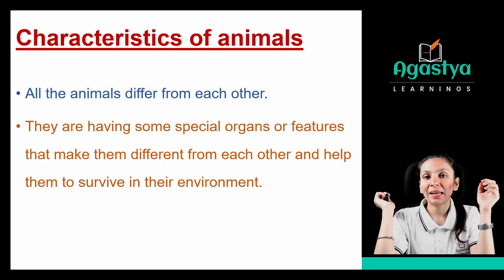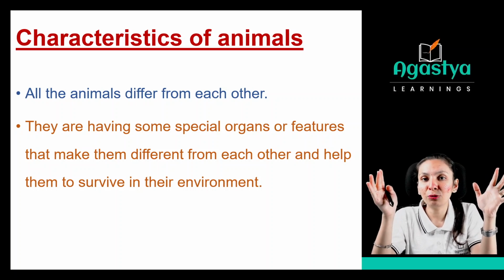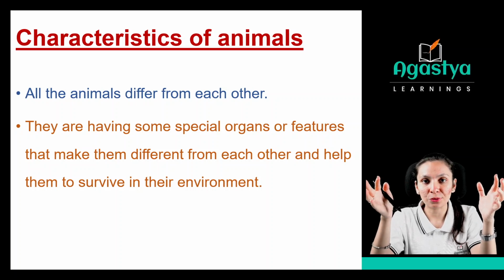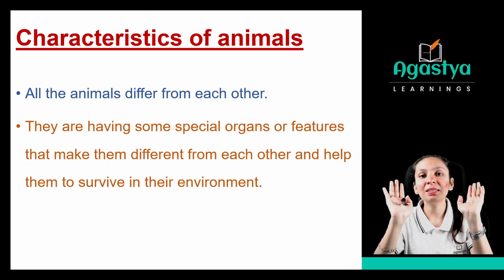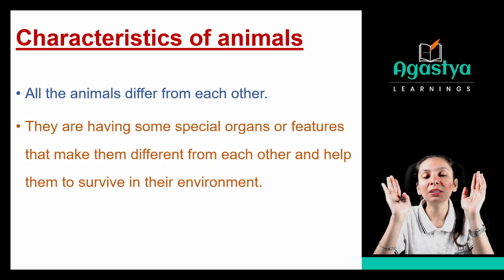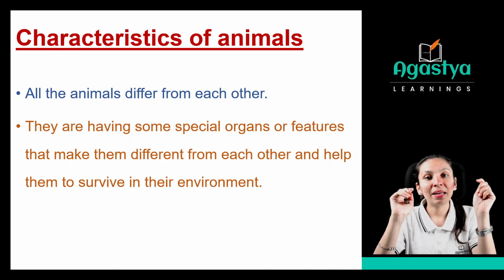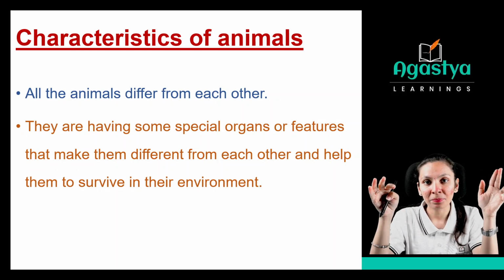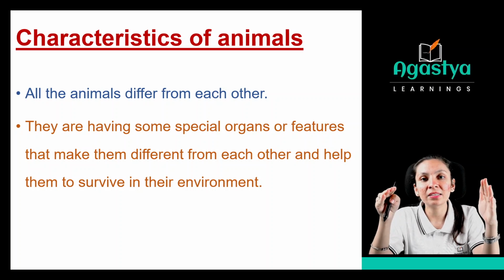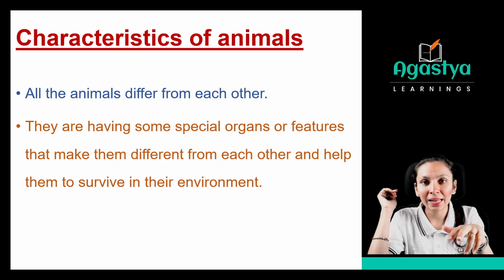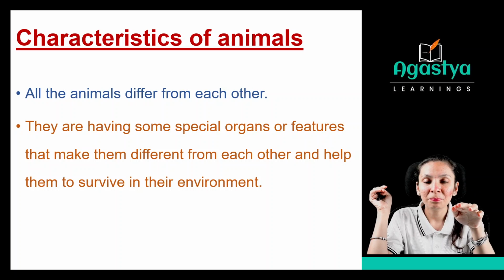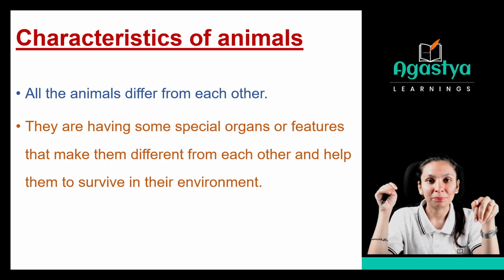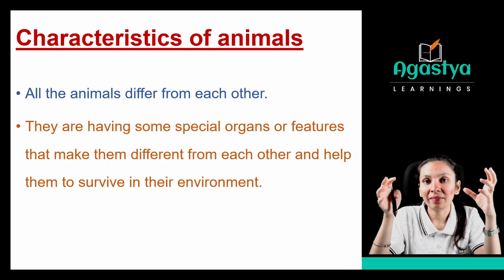See, as you know, different animals have different food habits, na? Just like that, they have different characteristics also, which help these animals to survive in that particular kind of environment. Some animals have the characteristic that they can fly in the sky, some can walk on the land, right? They can run on the land. Some have characteristics due to which they can swim in the water. So they have different characteristics.